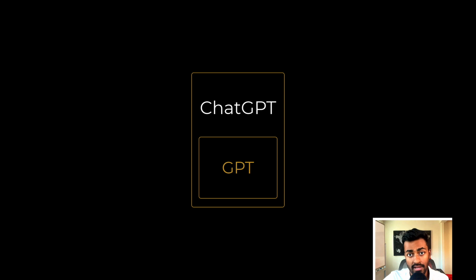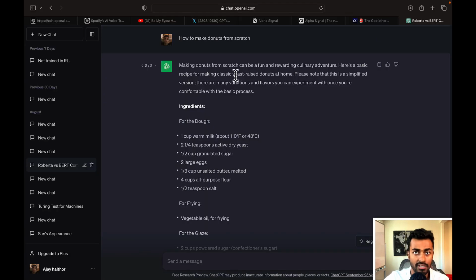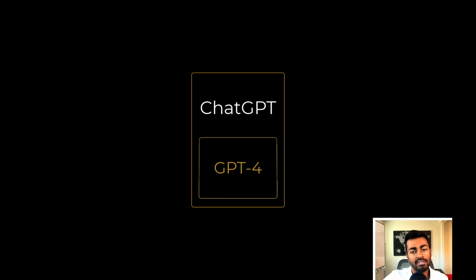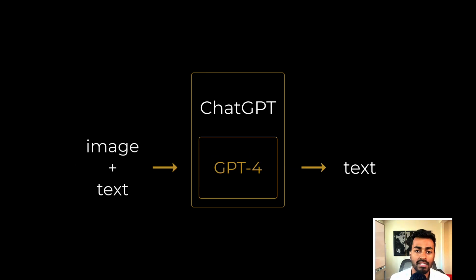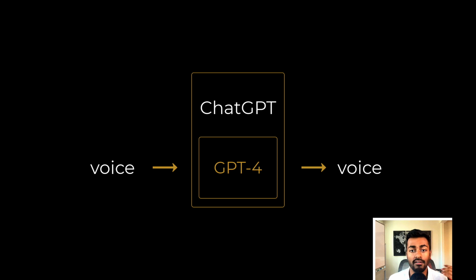ChatGPT is a chatbot and GPT is its engine. In its first release to the public in 2022, ChatGPT was built on GPT 3.5, and this system is capable of text input and text output. This is the original free version of ChatGPT, where you can ask an input text question and get an output text response. But now with GPT 4's release in 2023, ChatGPT can handle image plus text as input and then produce text as output. And more recently, it could handle voice input and produce a voice output.